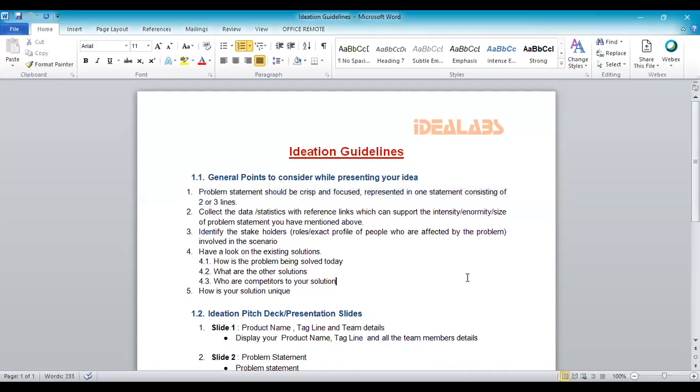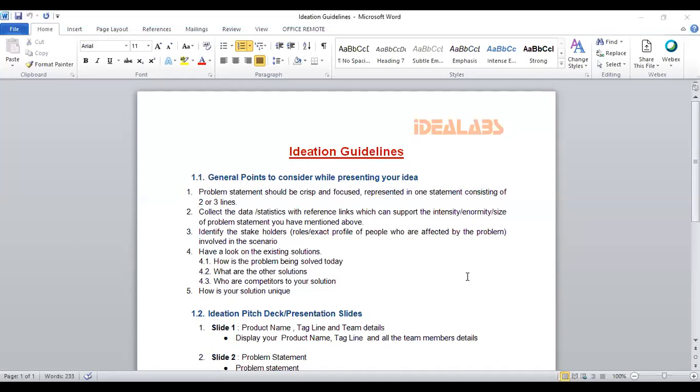Problem statement. In fact, most of the time we say that identifying the right problem is more important than building the solution, because there are going to be a lot of people who will help you in terms of building the solution. But identifying the right problem is very important, and being focused about it. What is the exact problem? What is the exact pain point?